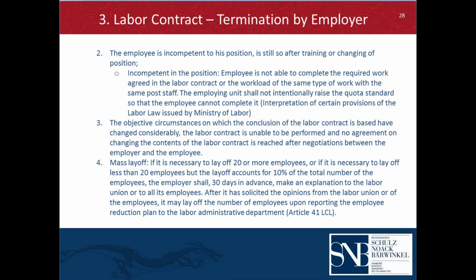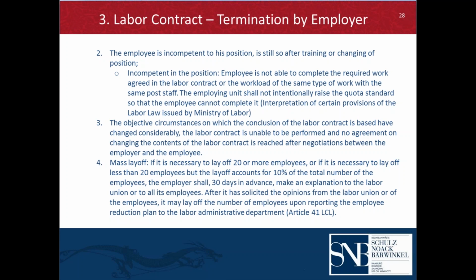In Article 41 of the labor contract law, we also have a stipulation regarding mass layoff. Here, the rule is that if a company wants to dismiss 20 employees or 10% of the labor force, then the company has to go through a mass layoff procedure where the labor union as well as the authorities are involved.